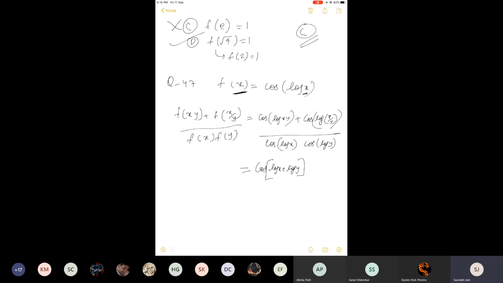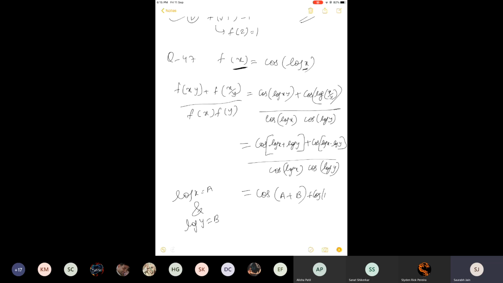Now, just for the sake of simplification, you can assume that in place of log x we have capital A, and in place of log y, let us say capital B. Then we'll put the values later on if required. So the numerator will be cos(A plus B) plus cos(A minus B). In the denominator, we have cos A cos B.